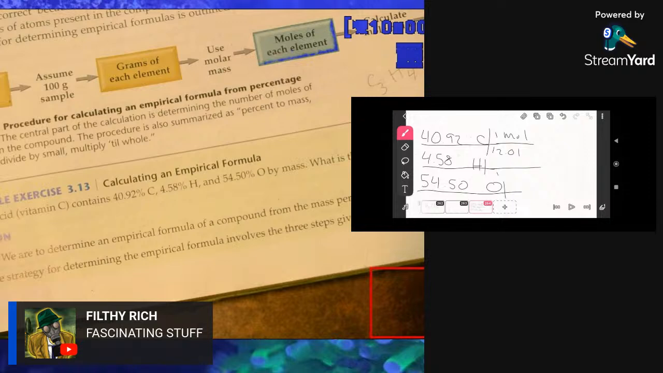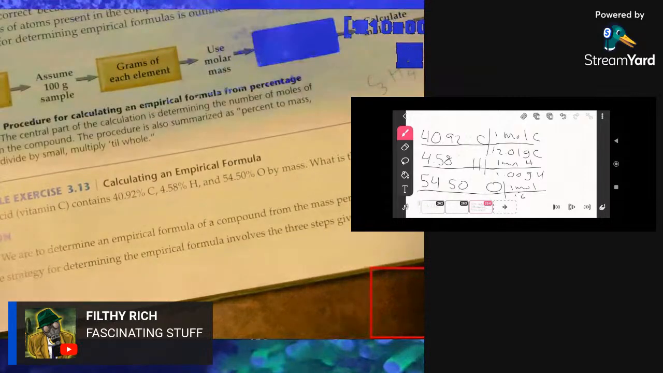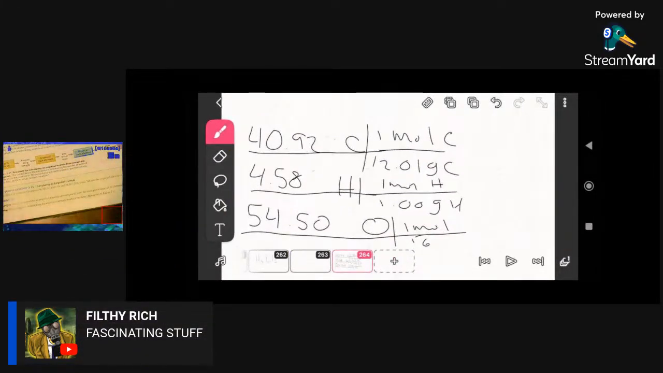Hydrogen is 1.00. Oh, grams. My bad, guys. And that equals 1 mole of hydrogen. And then over here, I know oxygen is 16. And then equals 1 mole. All right. Bam. All right, equals 1 mole. So if you divide this, damn, I don't have a calculator. That's what sucks.